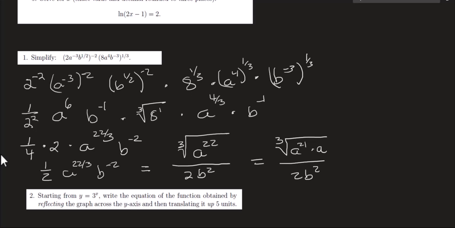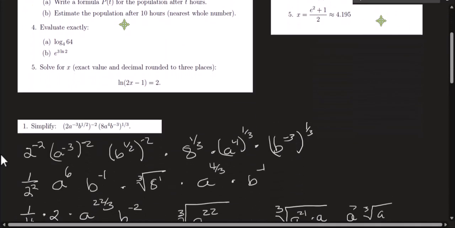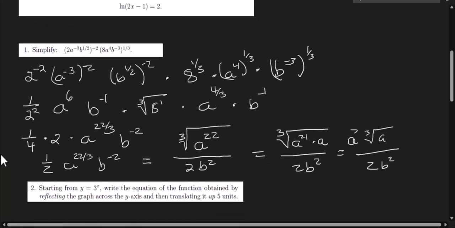The third root of a to the 21, so that's a to the 21 to the 1/3, that's 7, or you can divide the 21 by 3, and you get 7, so that's a to the 7th on the outside times the cubed root of a over 2b squared. Now let's see if that one matches. A to the 7th cubed root of a over 2b squared. Yep. Okay, so that's that one.